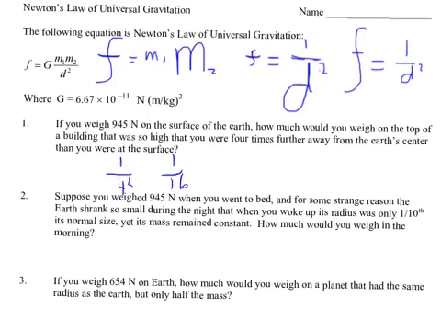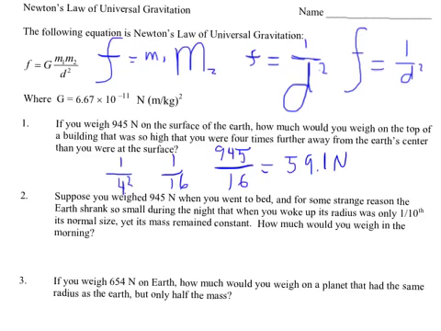So if I was 945, I'd say 945 divided by 16, that's going to give me 59.1 newtons. So I'm not using this equation here because I don't know what the distance is and I don't know what the masses are. I'm taking advantage of the fact that the force of gravity is inversely proportional to the square of the distance. Quadruple the distance, you cut the force by a factor of 16. Let's look at the next one.